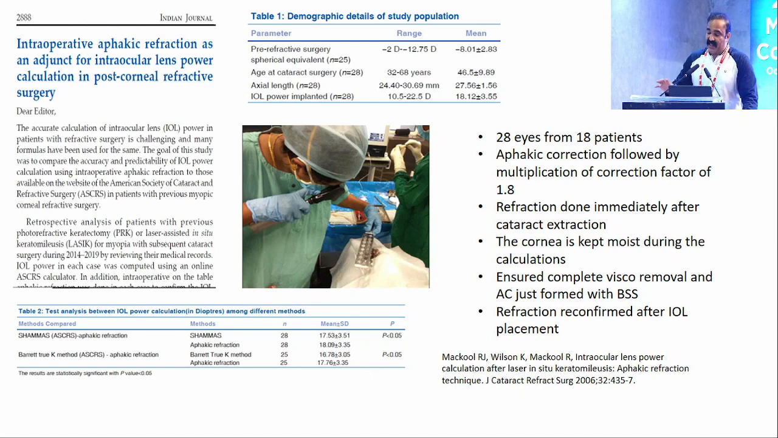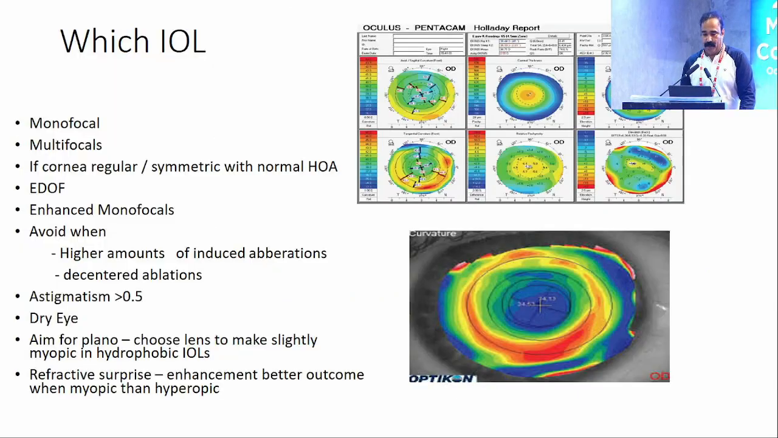Phakic refraction is a great way to confirm the IOL power. The refraction is done immediately after cataract surgery. The cornea has to be wet, and the viscoelastic has to be totally removed. The AC is formed with BSS, but not so tight that the cornea bulges up, and then you do the refraction. The phakic correction is multiplied by a factor of 1.8. And after the IOL implantation also, you can reconfirm the IOL power.